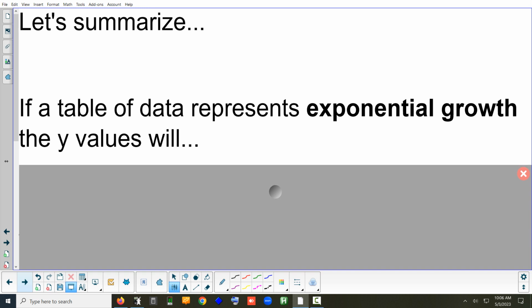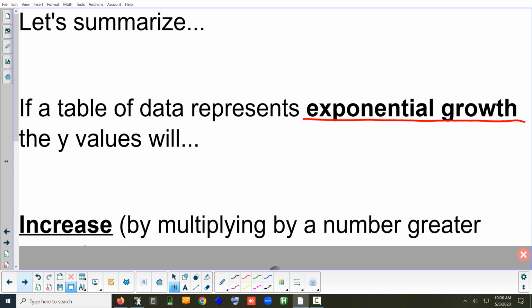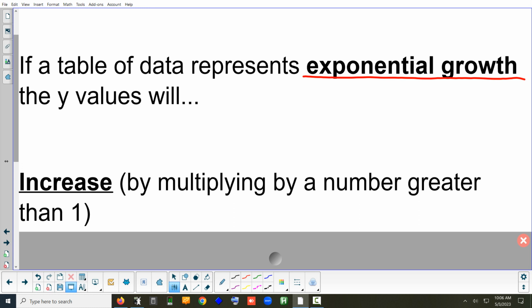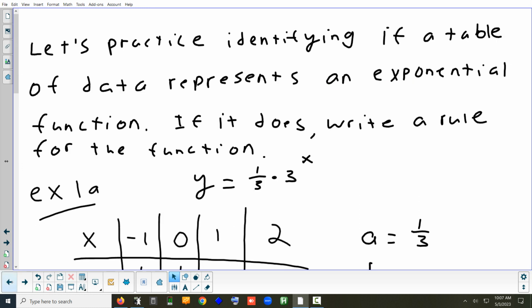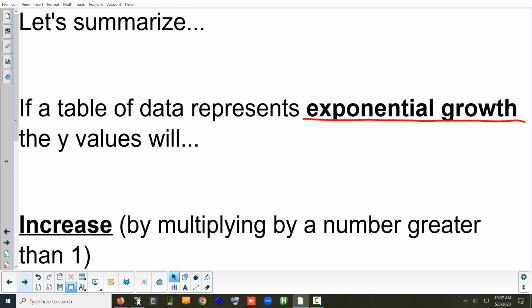So it says on the first bullet, if a table represents, you want to write in exponential growth, then the y values will increase. Growth means increase, means they're going to get bigger. How much bigger? Well, it depends what you multiply by each time. But as long as you multiply by a number bigger than 1, that will cause them to get bigger each time. So in the last problem we did, we multiplied by 3 each time. And that caused the y values to grow. Okay? So that's called exponential growth.